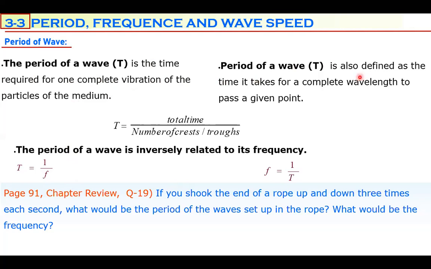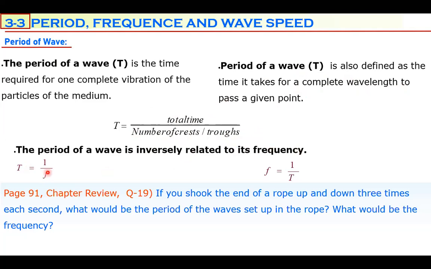Period is also defined as the time it takes for one complete wave to pass a given point, because one complete wave corresponds to one cycle. So the time for one cycle is the period. Sometimes total time can be given, and the number of cycles or crests and troughs can be given. So you can also calculate the period as total time divided by the number of crests or troughs that pass a given point. And the period of a wave is inversely related to frequency.